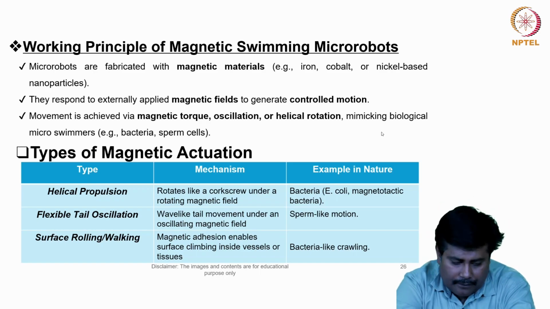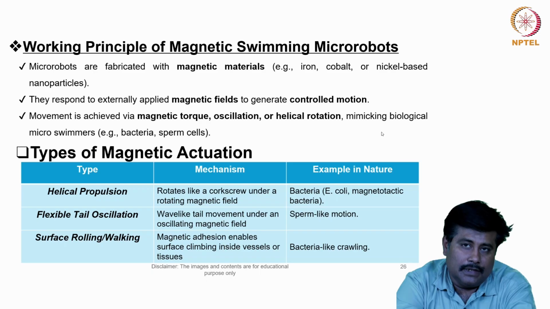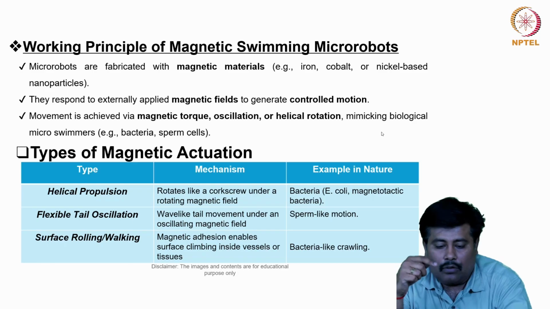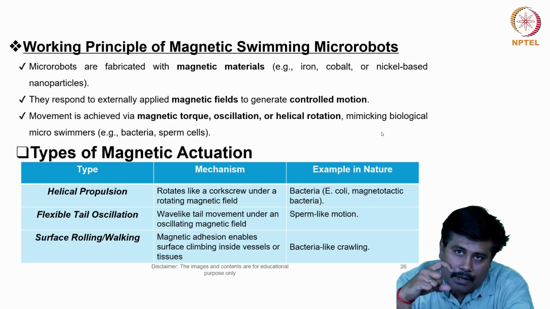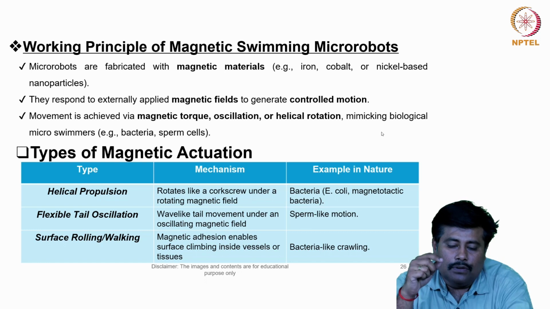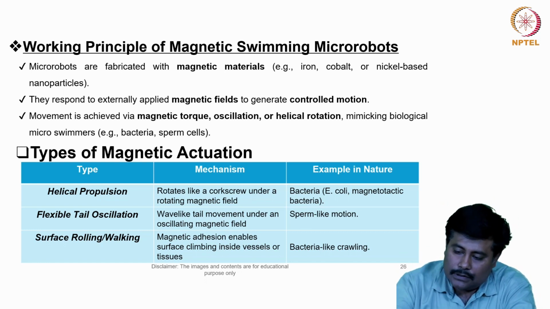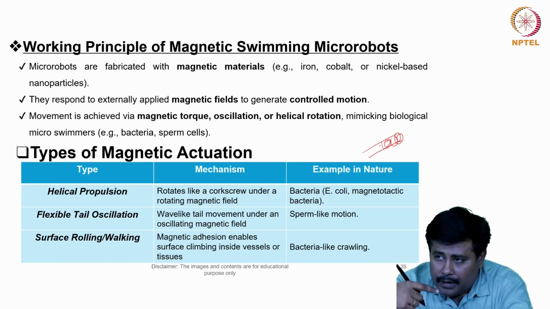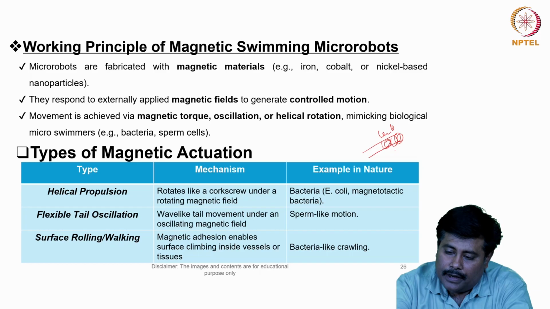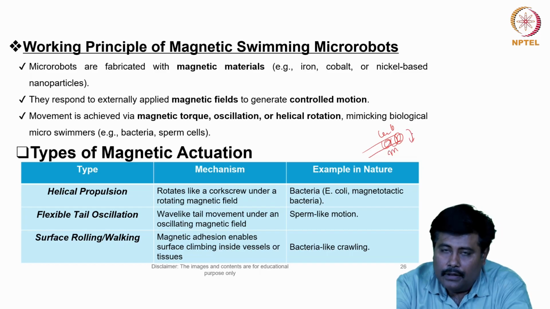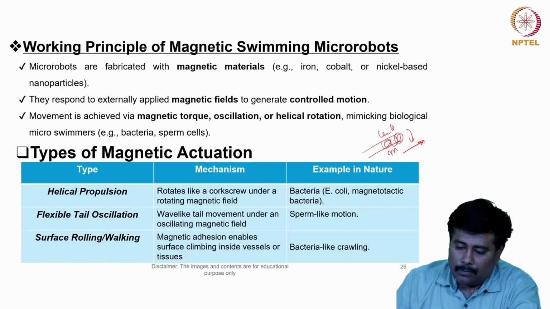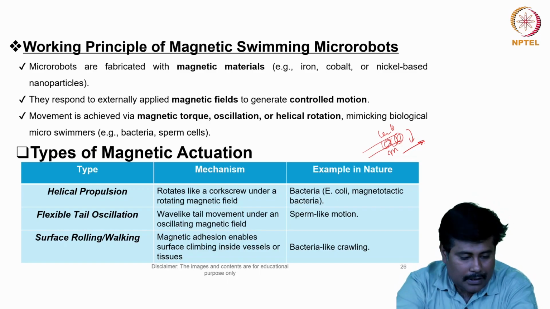There are different types of magnetic actuation. One is called helical propulsion. Like you might have seen a rotating corkscrew, when we rotate it under a magnetic field. As far as this corkscrew is concerned, it will have a programmed path, and when we apply a magnetic field appropriately, this corkscrew will rotate, which will result in movement. Some examples are bacteria, where we have the E. coli magnetostatic bacteria which have been established.